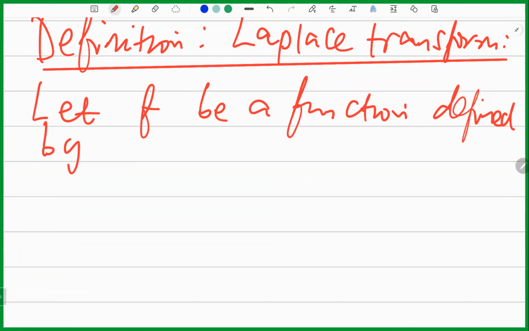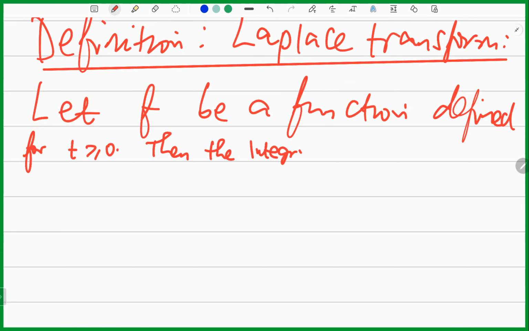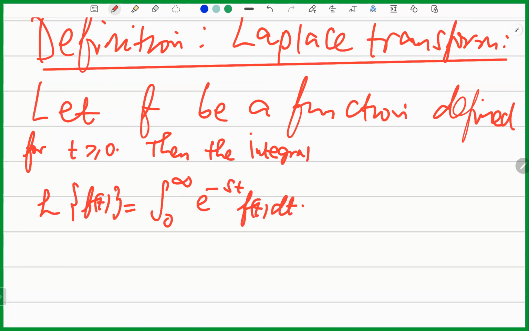Okay, let f be a function defined for t larger or equal to 0. Then the Laplace transform is defined as the integral of f of t, which is the same as the integral from 0 to infinity of e to the minus st f of t dt.